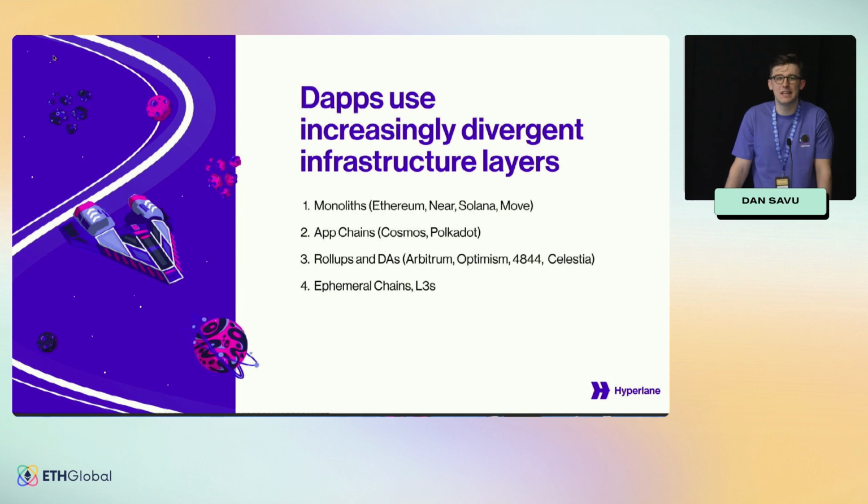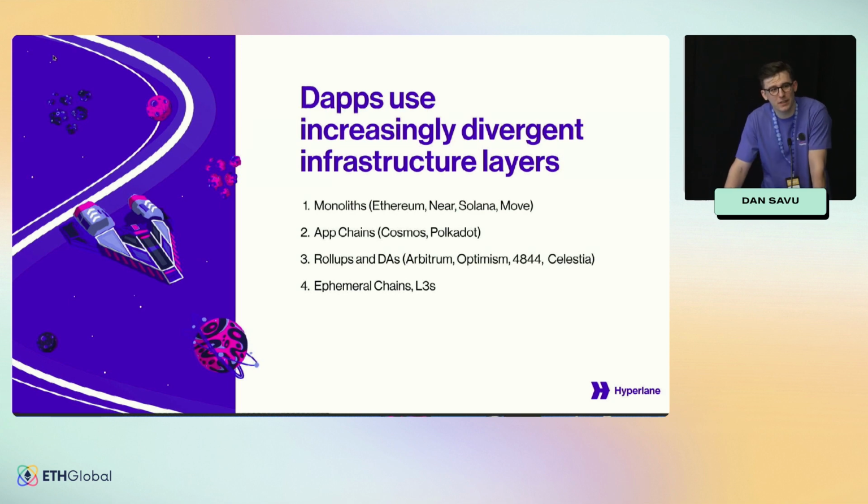nowadays dApps live on increasingly divergent infrastructure layers or settlement layers. Sure, you've heard about monoliths. If you have your dApp live on Ethereum, maybe there's one trade-off space that you're looking to make. Maybe you want access to lots of liquidity and a lot of protocol composability at the cost of high fees. And Solidity. If you want to deploy on Solana, you're going to have lower fees, but you have to learn a new paradigm with managing account state and learning Rust.